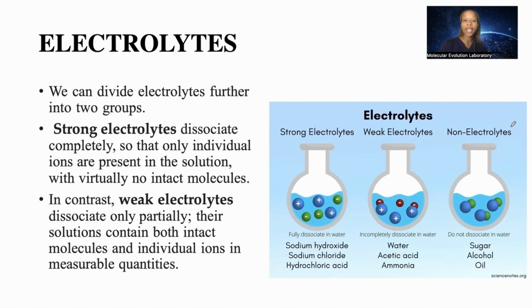In contrast, weak electrolytes only dissociate partially. Their solution contains both intact molecules and individual ions in measurable quantity. Examples of strong electrolytes include sodium hydroxide, sodium chloride, hydrochloric acid. Examples of weak electrolytes include water, acetic acid, and ammonia. Non-electrolytes include sugar, alcohol, oil, and as we've seen before, these do not dissolve or dissociate in the solution. Therefore, they will not be able to conduct electricity.